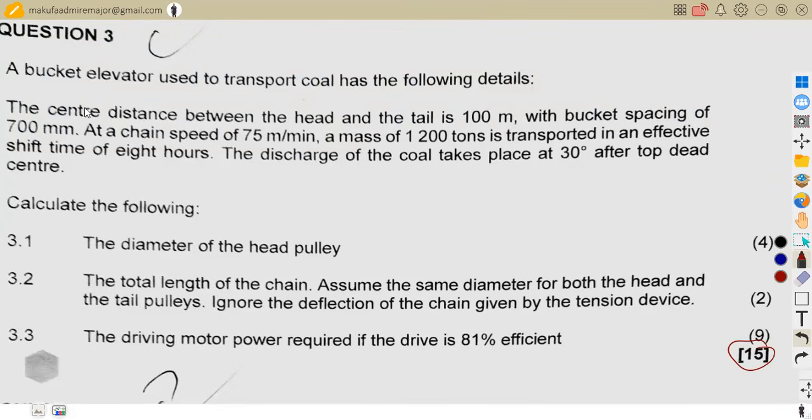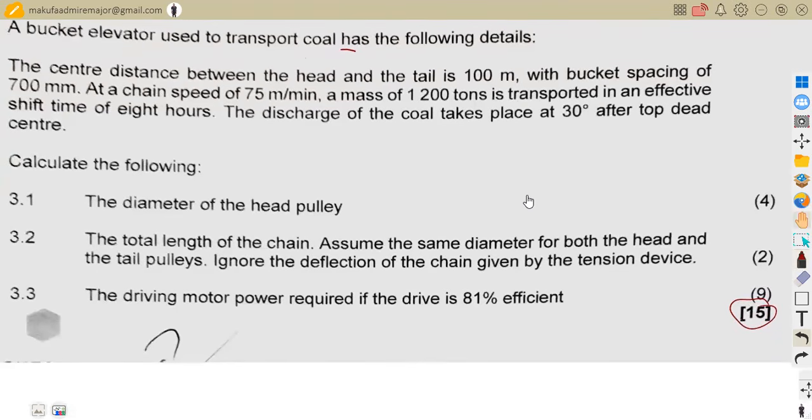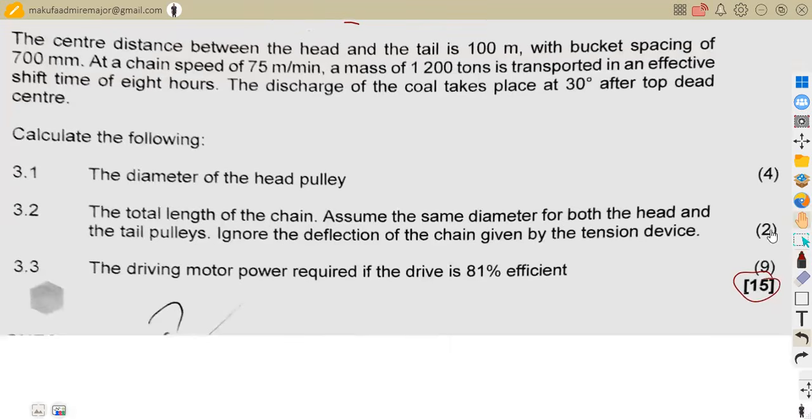So we are given that there is a bucket elevator used to transport coal, with the following details. This is our August 2023 paper. So these are the details that we are given about our bucket elevator. The center distance between the head and the tail is 100 meters. So C represents the center distance in this case, which is 100 meters.